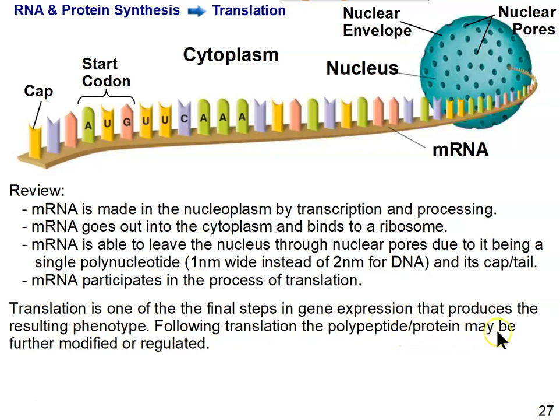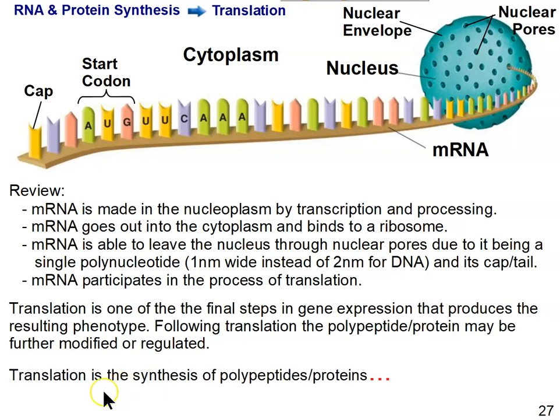Following translation, the polypeptide or protein may be further modified or regulated. So that's also part of gene expression. But one of the major last steps in gene expression is protein translation, stringing amino acids together into a particular sequence to make a particular protein that has a particular function. So translation is the synthesis of polypeptides or proteins.